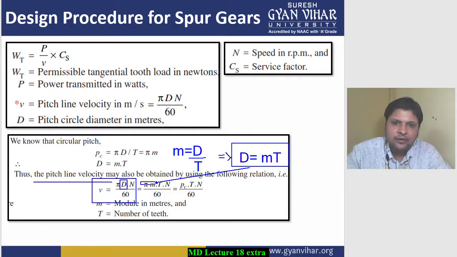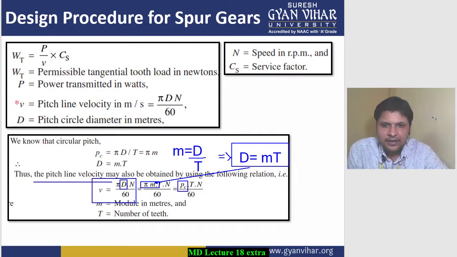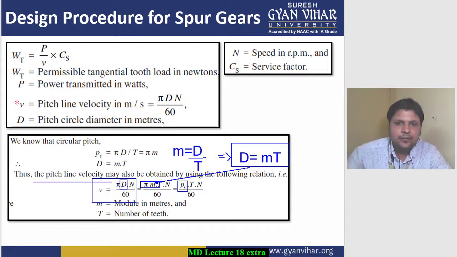Now what is pi m? In place of d you have written d is equal to mT. Basically pi m is equal to PC, the circular pitch, because pi d by T is the circular pitch, and if d by T is replaced by the module, it becomes PC.